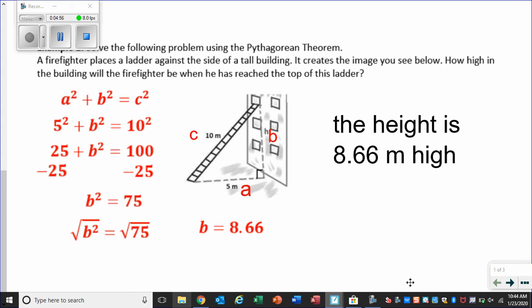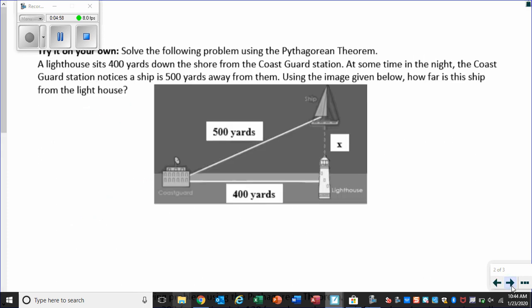And now you guys are going to try this one on your own. It might be a little hard to see, but basically it just makes a triangle and we labeled everything for you.